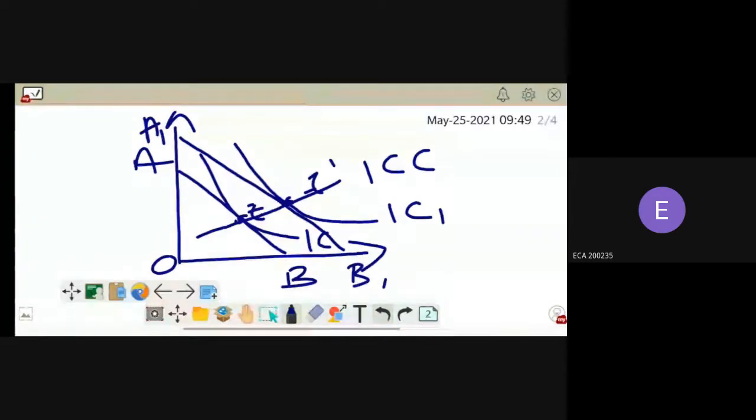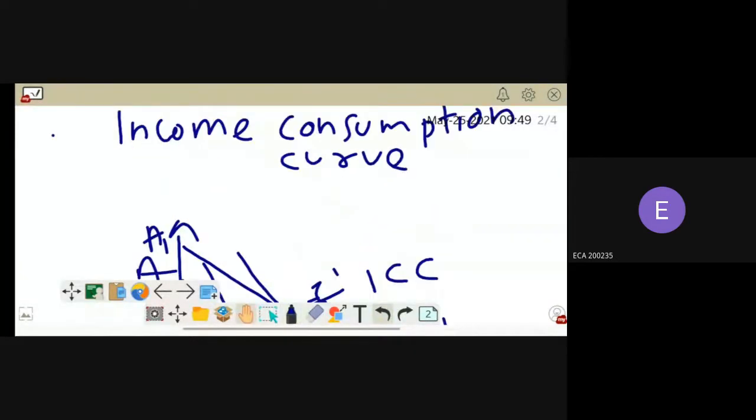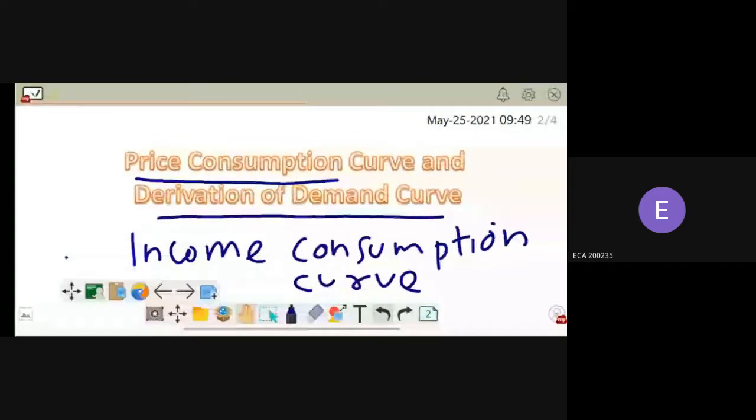The same way, today we are going to deal with the price consumption curve. That means when the price of a particular commodity changes, what happens to the consumption of that particular commodity? That's what we are going to discuss today.